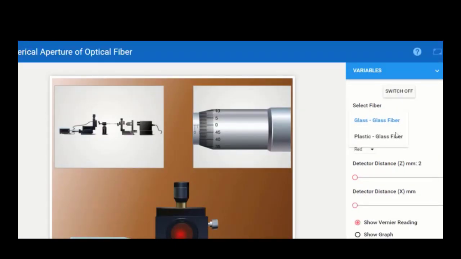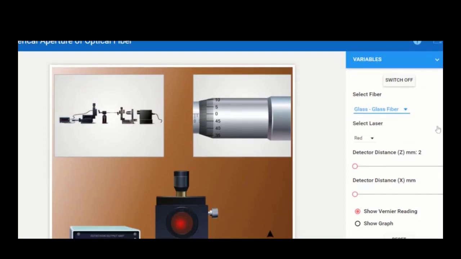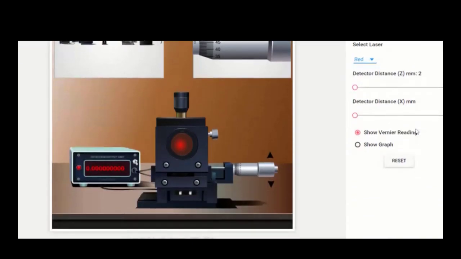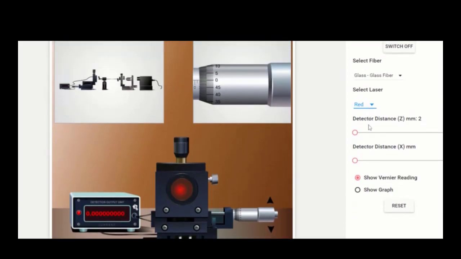So it is giving you glass fiber or the plastic glass fiber. When you use this glass fiber, you also have the option to select the color of the laser. It could be red, green, or blue. Suppose I have selected red laser light, and then you have this option for the detector distance. In this experiment, this distance you will keep fixed firstly.